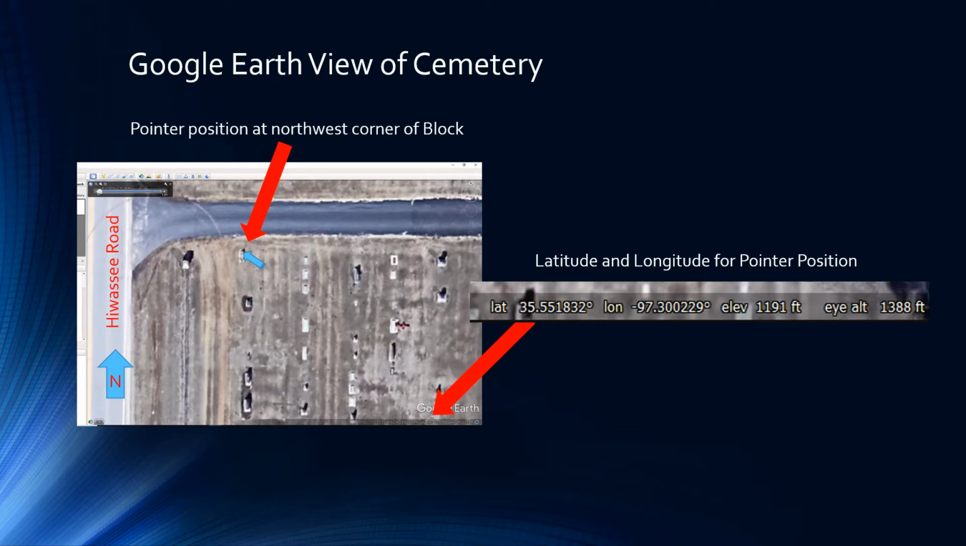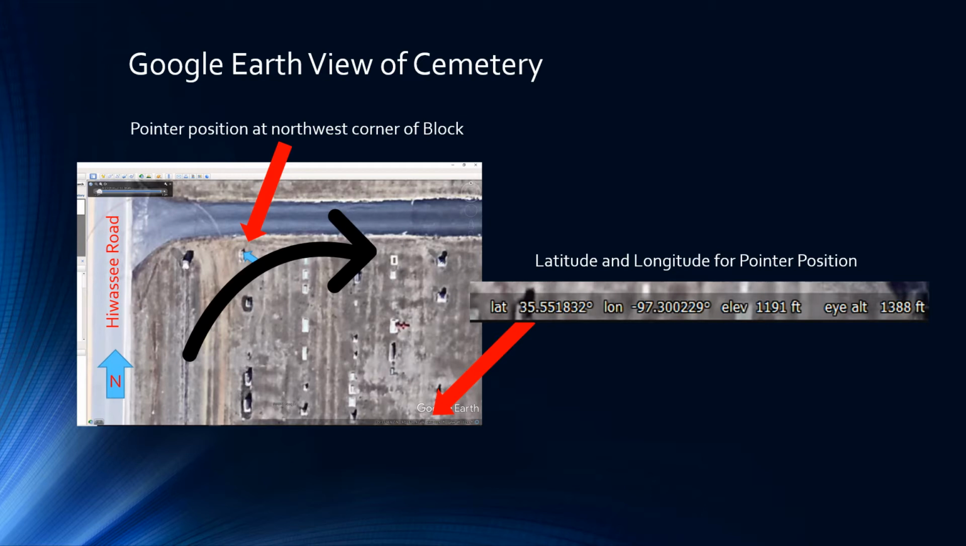Remember when we looked at the globe, we expected the latitude for Oklahoma to be between 30 and 40 degrees north, and the longitude to be between 90 and 100 west? Well, for that specific cemetery plot, the latitude is 35.551832, and the longitude is 97.300229 west. So it fits. Remember that number. We're going to use it again.